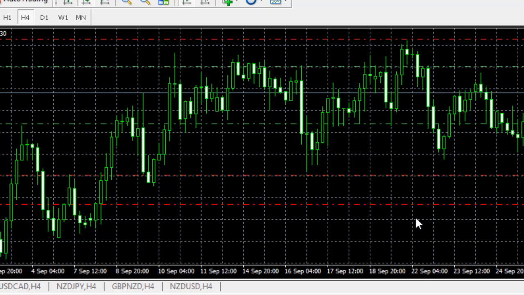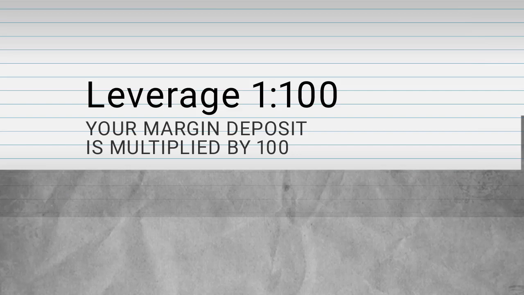Another thing the Forex broker will also give you is called leverage. Now, how does this leverage work? The leverage is a multiplication of your margin deposit by a particular value. Let's give an example. Let's say I'm using a leverage ratio of 1 to 100. So it means my $1,000 will be multiplied by 100. So instead of trading with $1,000, I'm trading with $100,000. Are you getting the idea now?